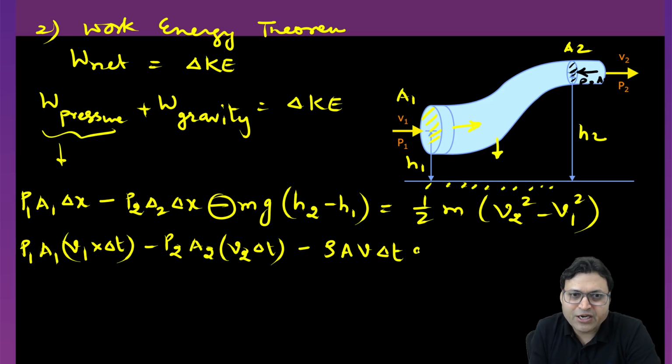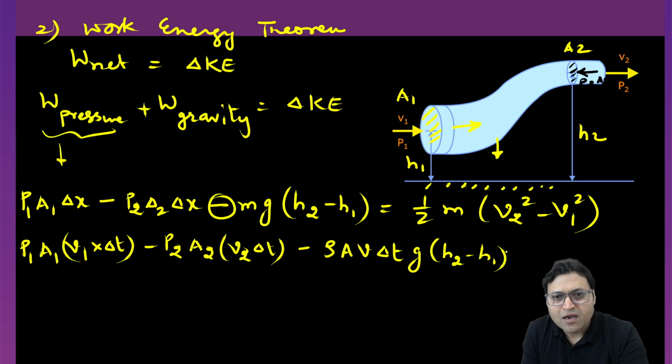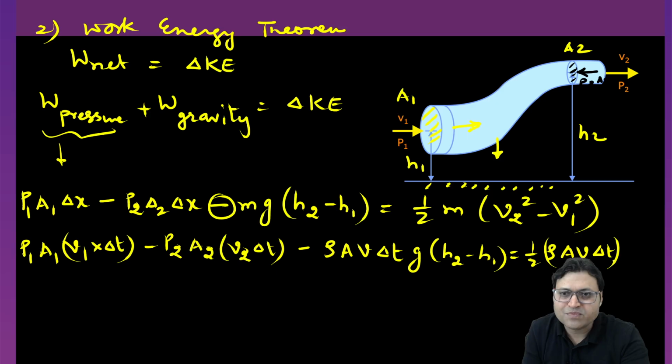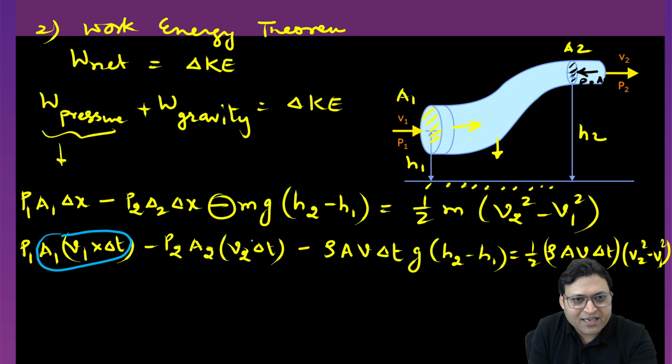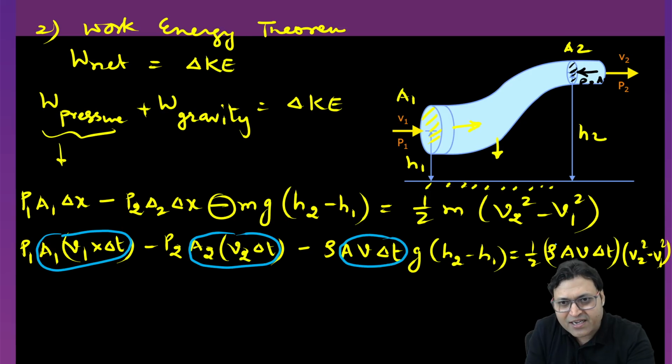isn't it? Into g into (h2 minus h1) is equal to half rho a v delta t, that is the mass, density into volume, into (v2 square minus v1 square). So if we analyze this expression, a1 v1 delta t is equal to a2 v2 delta t, is equal to a v delta t. Everywhere a v delta t is present.